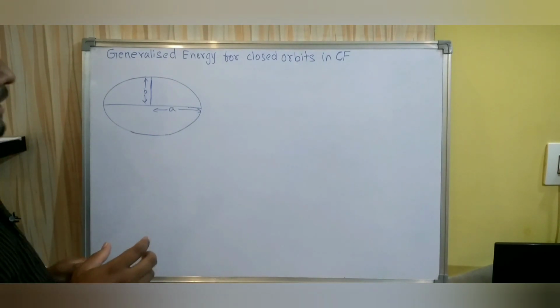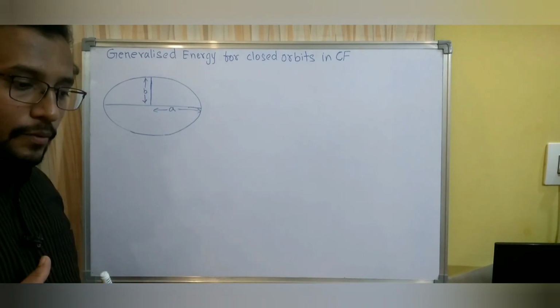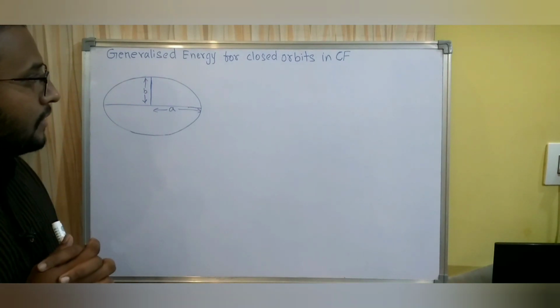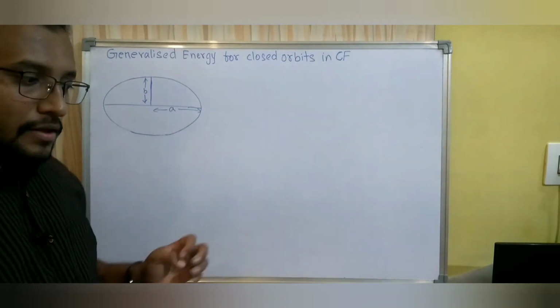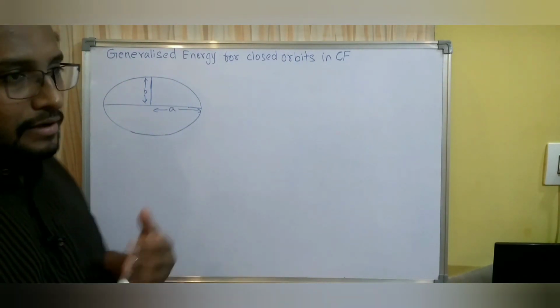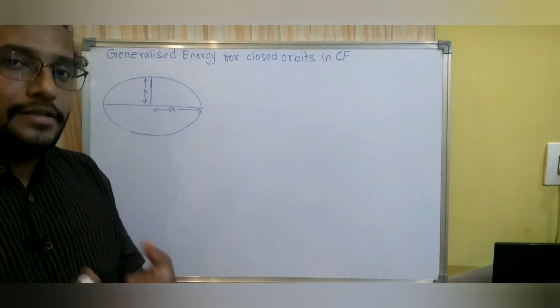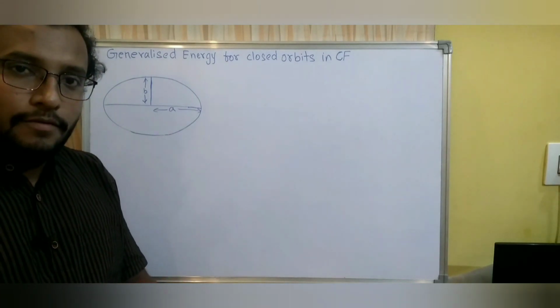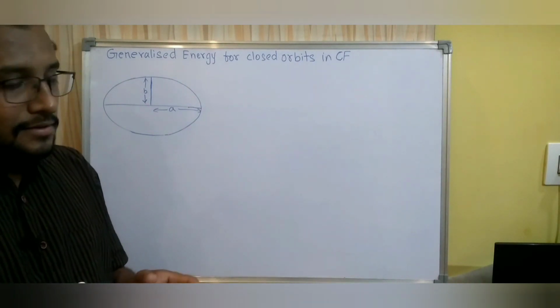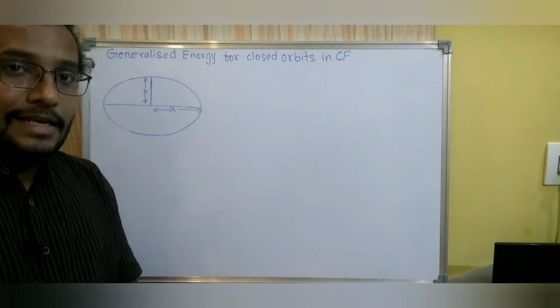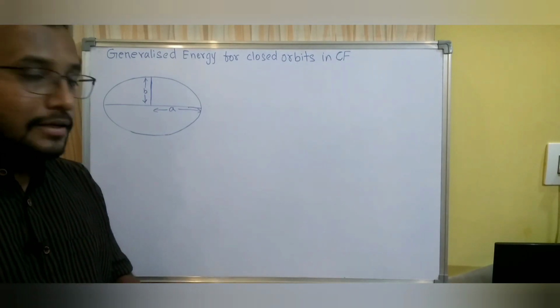Also, at the end of this video, I will try to convince you that for closed orbits in a central force field, we can have an energy formula which is more generalized, which can be applicable for both elliptical orbits and circular orbits. In fact, the circular orbit is a special case of the elliptical orbits, that I am going to explain to you today.